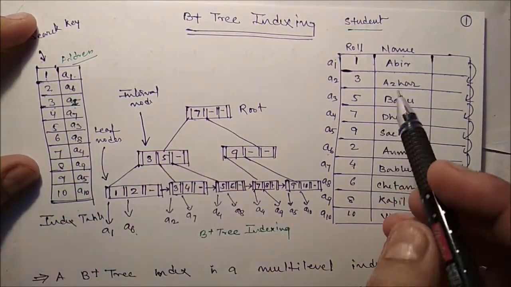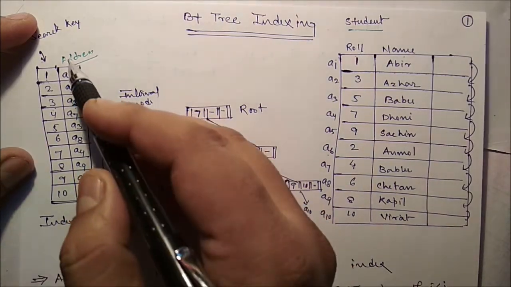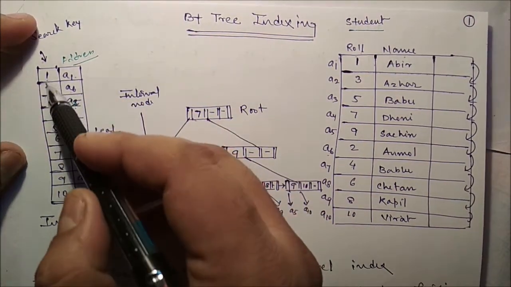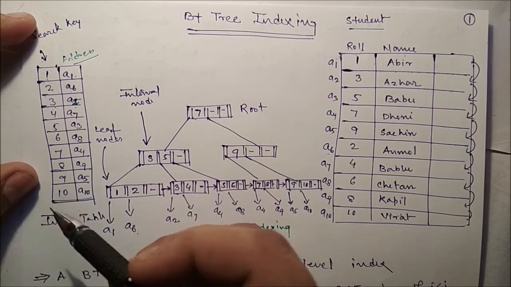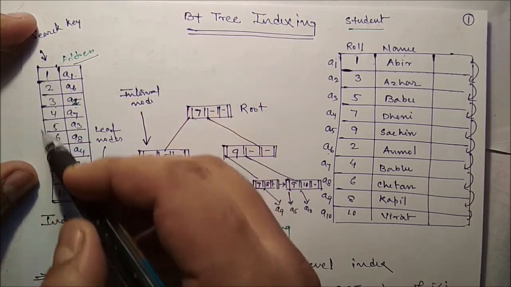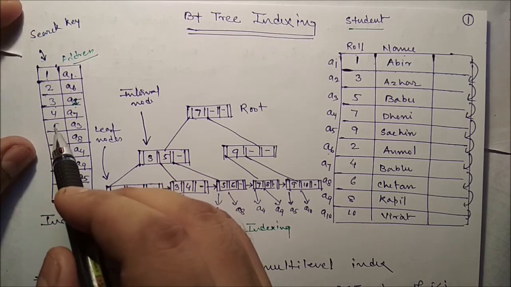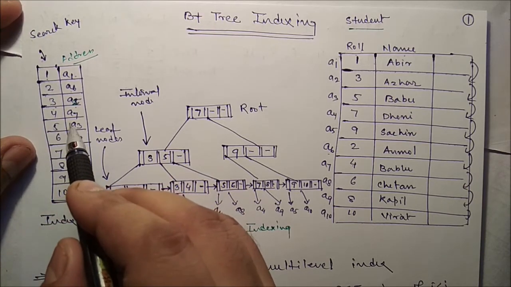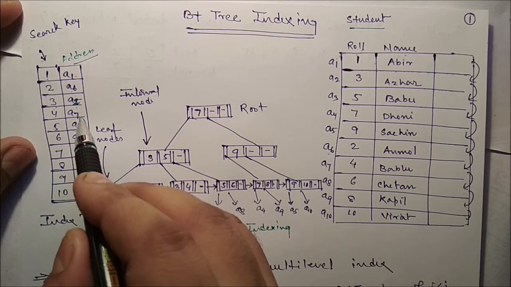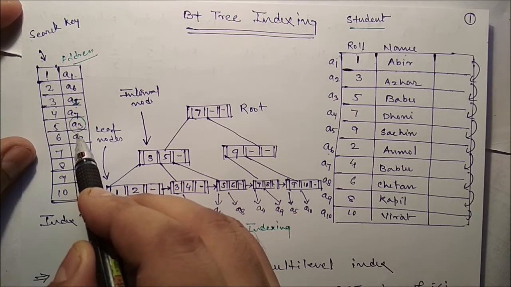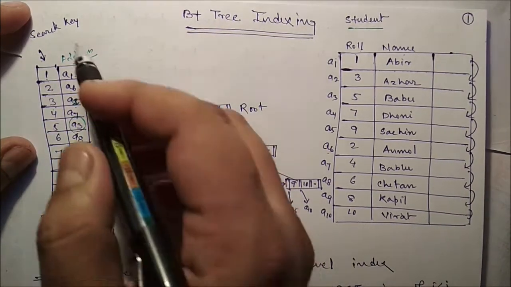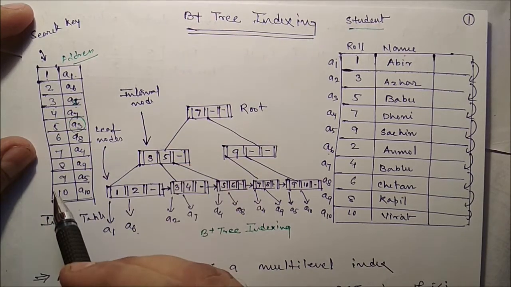Now suppose you want to search for any roll number. It is in ascending order, so we can implement binary search, and after binary search we can get the roll number, and from that roll number, if you read this particular part, you can directly jump to that address. So this is one method to implement indexing.